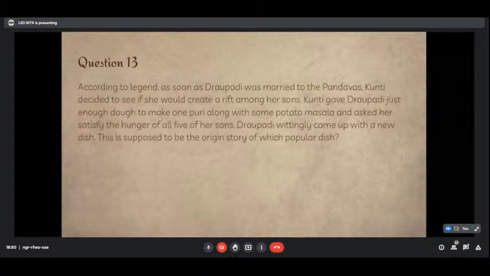So Draupadi wittingly came up with a new dish which is supposed to be the origin for a very, very popular delicacy. So don't think hard on this one. The first answer that comes to your mind is probably it. So we want you to identify the dish.